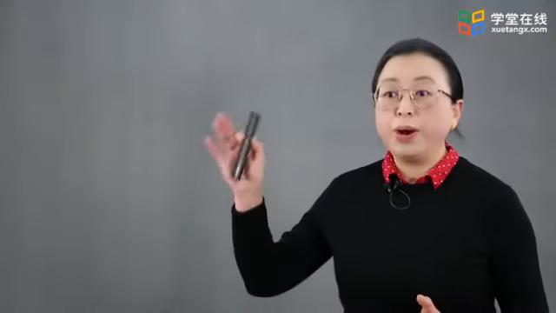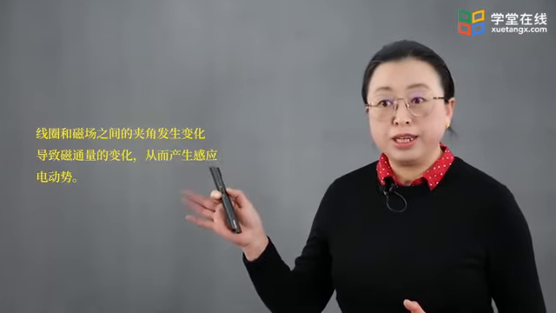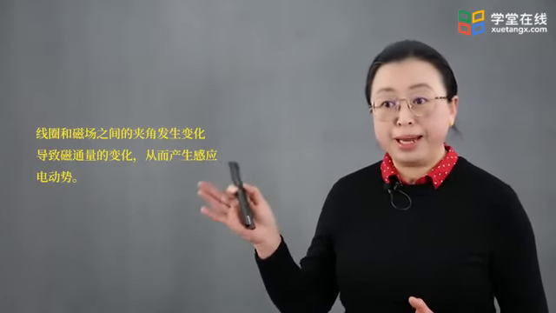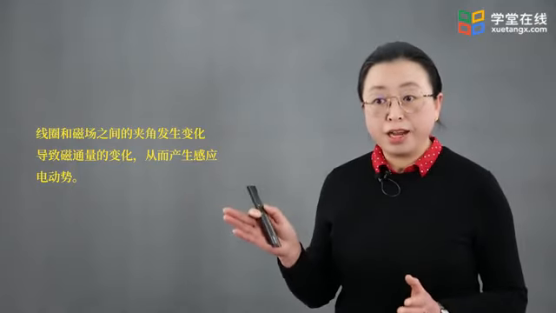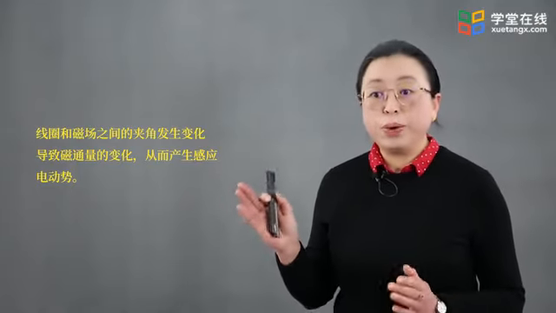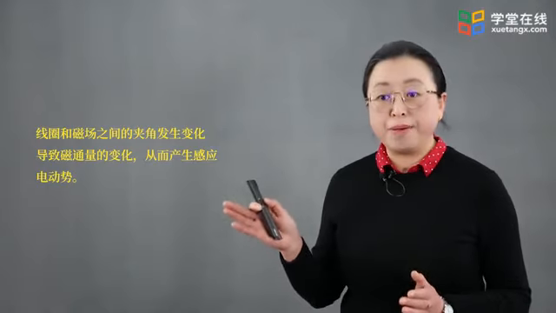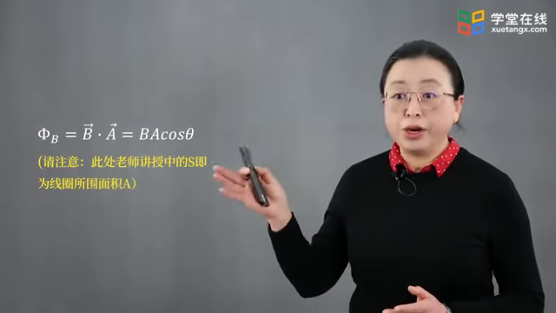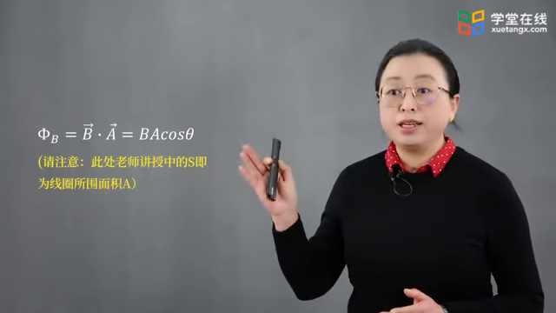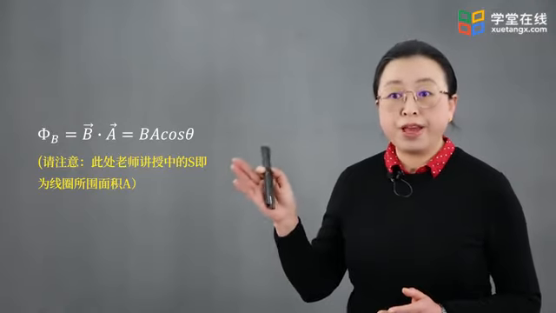Let's see the working principle of a generator. When the loop rotates in the field, the angle between B and the plane of the loop is changing with time. So the magnetic flux changes with time, which results in an induced EMF in the loop. The flux through the loop at any time t can be calculated. Phi B equals B dot S equals B times S times cosine theta.